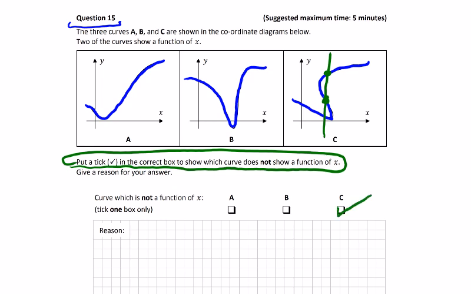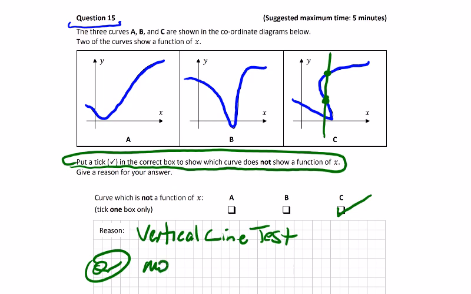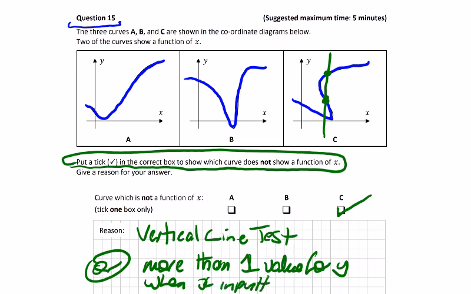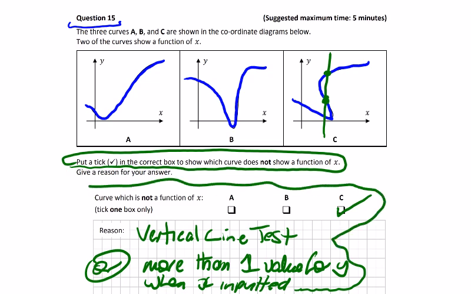So let's see the reason: vertical line test. If you know your vertical line test, or more than 1 value for y when x is inputted, something along these lines. Loads of correct answers here, but your knowledge of functions and what represents a function in x is very important here.